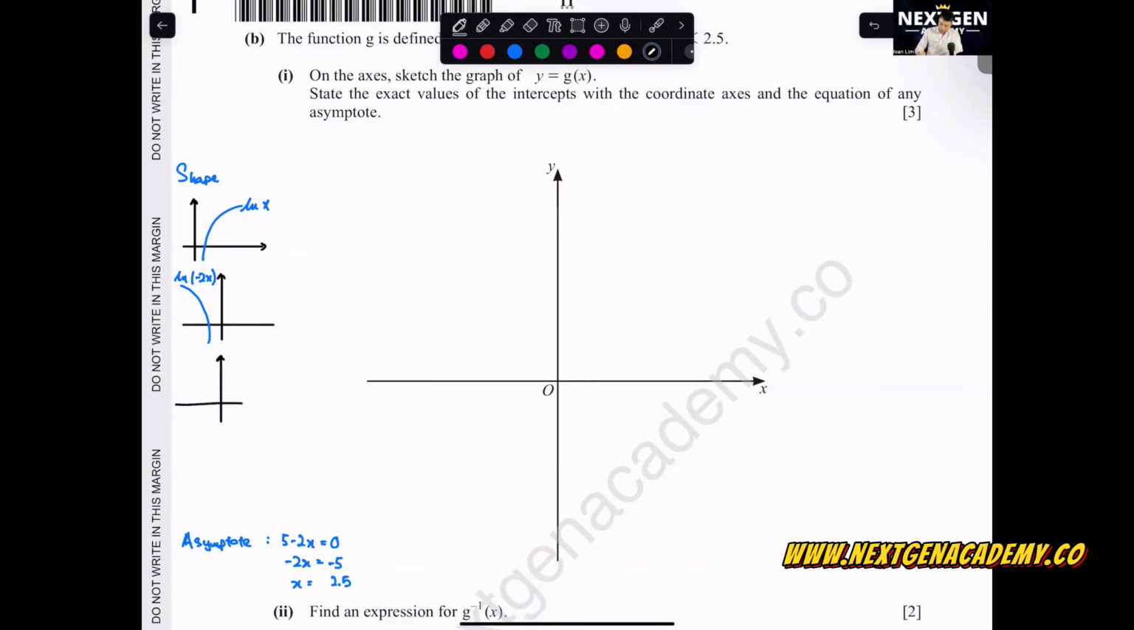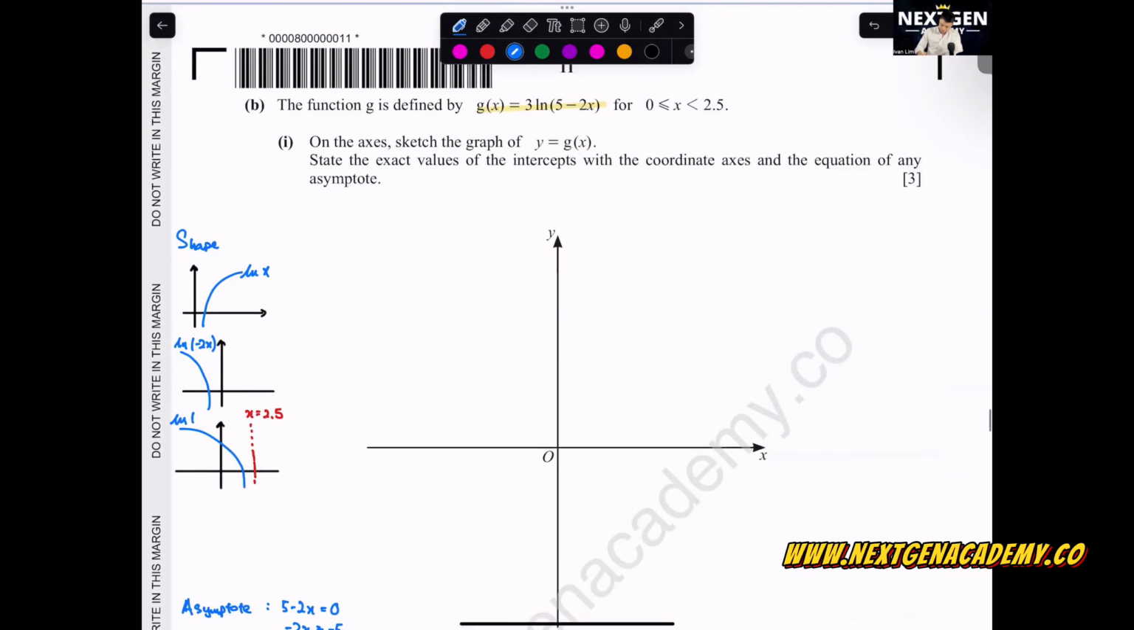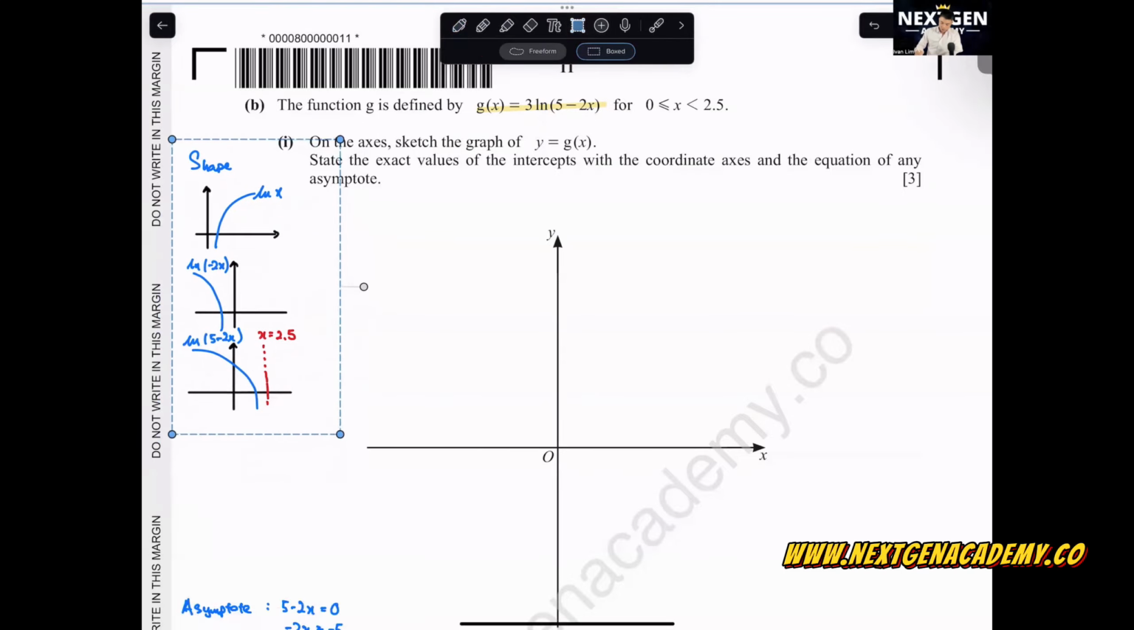It will look something like this, because the asymptote is here, x equals to 2.5. So your graph all shifts to the right by 5 units. This one will be ln 5 minus 2x. So you need to know the general shape of the graph like this first before you go and sketch it. Most of the time, I think students get a bit stuck from the shape already.